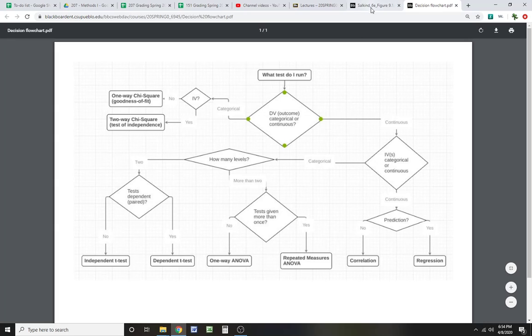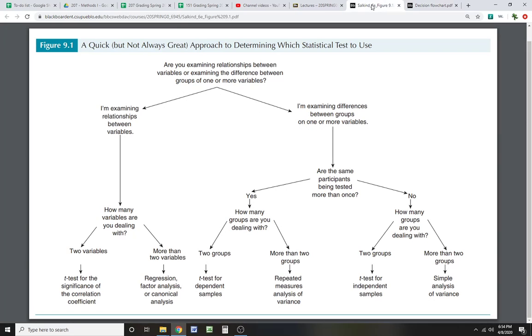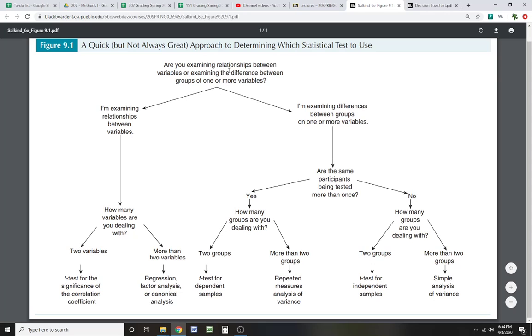Okay, the other flowchart you've been seeing in the lectures, I wanted to give you the whole thing here. This just asks you more based on your research question. So are you examining relationships between variables, or are you examining the difference between groups? So if you're looking at relationships, then it asks you how many variables are you dealing with. Okay. If it's 2 variables, you're looking for a correlation coefficient. Don't worry about this t-test part. Focus on the correlation coefficient, so you're running a correlation.